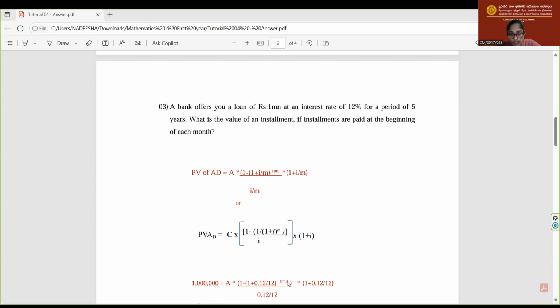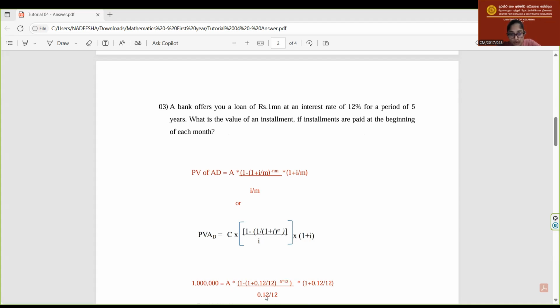Minus n means minus 5 multiplied by 12. Here, look, it is 5 years. So how many months are there in a year? You have to multiply by 12, right? 5 multiplied by 12, that means for 5 years, there are 60 months, right? That is the meaning.